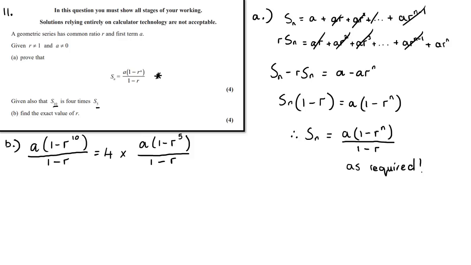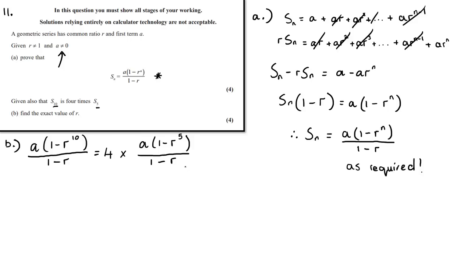So from here now, we need to do a little bit of work just to simplify this, and we need to go on to eventually solve for r. Well, the first thing we can do here is get rid of a. And the way we can get rid of a is simply by dividing both sides by a. And we know we can divide by a because we're told at the beginning of the question that a can't be equal to 0. So it wouldn't cause any complications. So what I do then is I divide both sides by a. So what that would give me is 1 minus r to the power of 10 over 1 minus r is equal to 4 lots of 1 minus r to the 5 over 1 minus r.